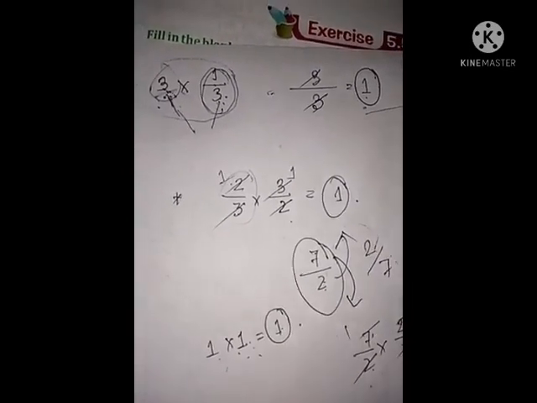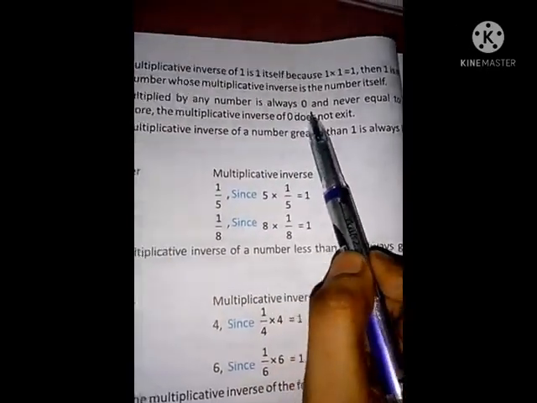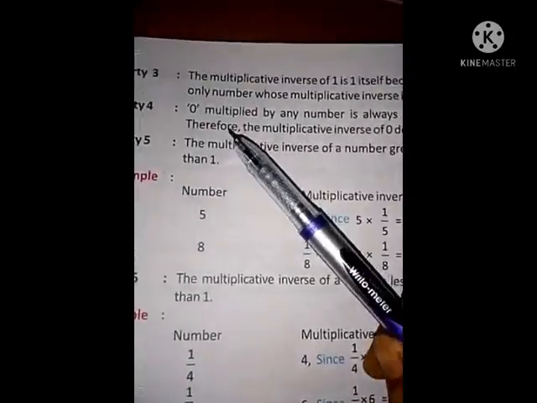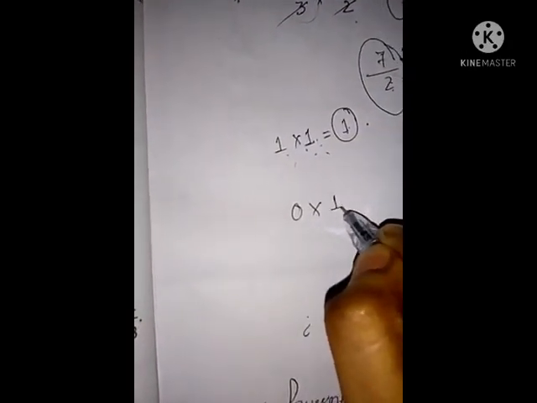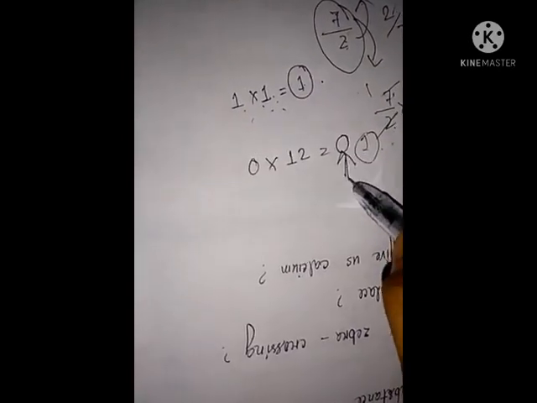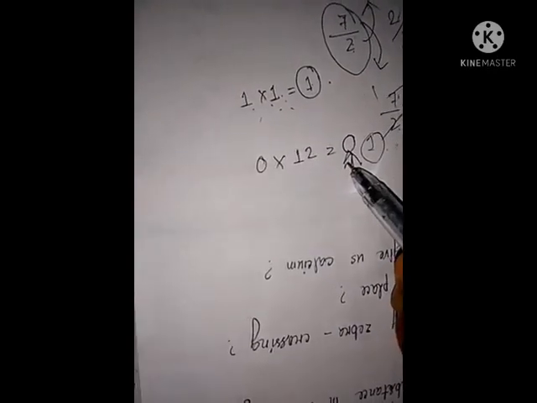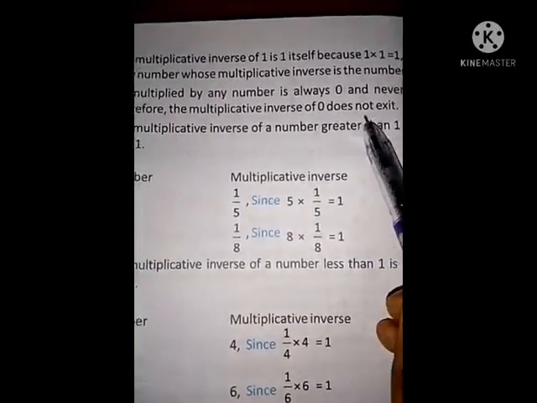Understand? Now see property 4. 0 multiplied by any number is always 0, and never equal to 1. If we multiply 0 with any number or any fraction, we get 0. To get a multiplicative inverse, we have to get 1 as the product. So here there is no chance of getting 1. Hence we can say that the multiplicative inverse of 0 does not exist.